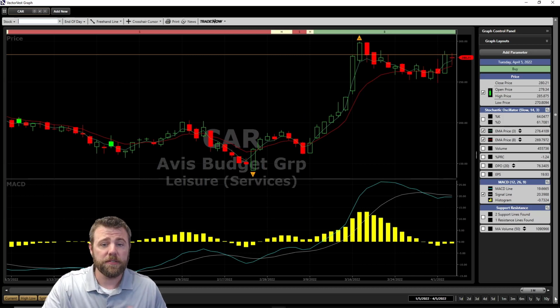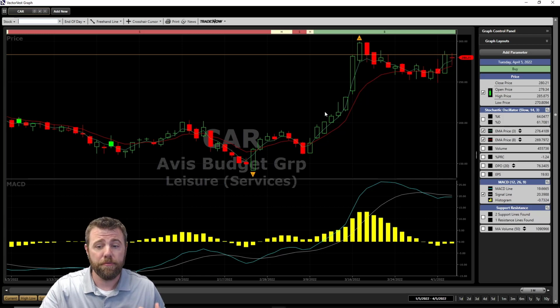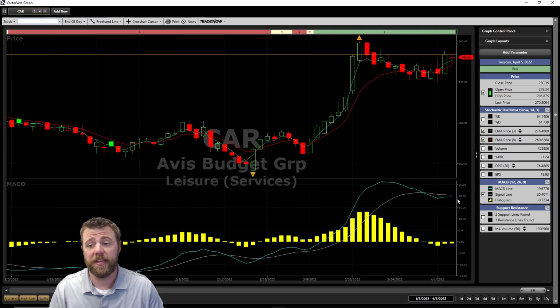And last but not least, CAR or Avis Budget. So as we can see, had a pretty big rally here ever since the beginning of March. Pulled back, the 3 and the 8 consolidated, and now the 3 is starting to break away from the 8. And MACD is starting to turn positive on a short-term basis, so could potentially be a great opportunity when we see that MACD line cross above the signal line.